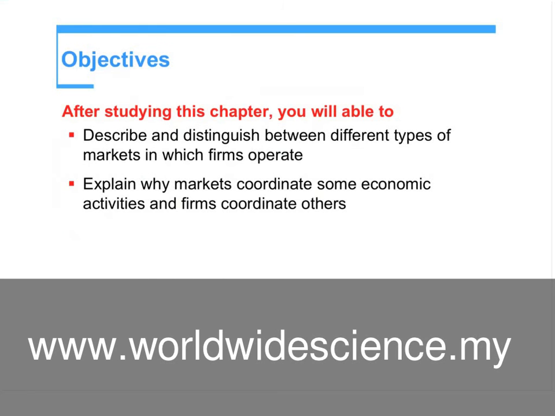So after studying this chapter, we'll also describe and distinguish between different types of markets in which firms operate and explain why markets coordinate some economic activities and firms coordinate others.